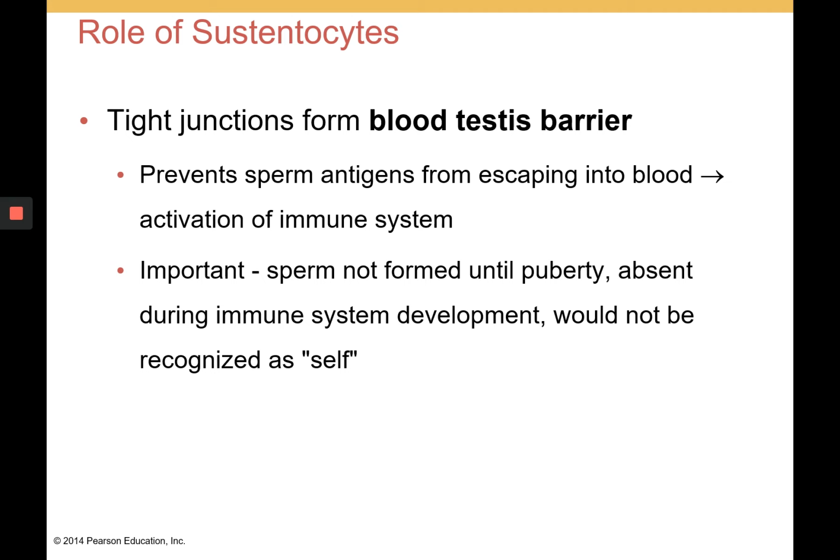The tight junctions between the adluminal and basal compartment form the blood-testis barrier, which prevents sperm antigens from escaping into the blood and thereby activating the immune system. But that's important because sperm are not formed until puberty, so they're absent during immune system development. So if there were not tight junctions forming the blood-testis barrier, in males they would actually cause an immune reaction if they were able to leave the testes and the reproductive duct system.